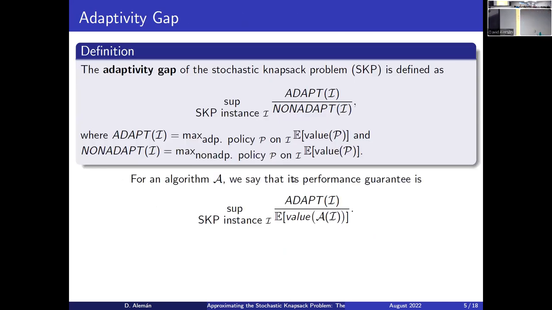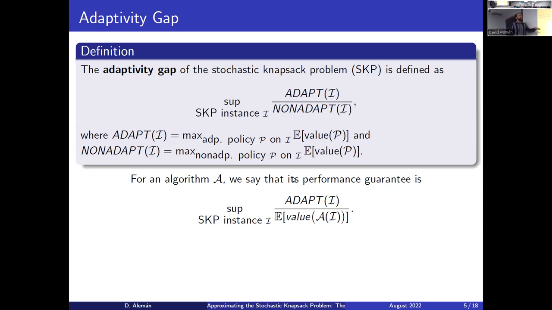Now, for an algorithm A for the stochastic knapsack, we say that its performance guarantee is given by this quantity: the supremum over all instances I of the stochastic knapsack of adapt(I) divided by the expected value of the items that algorithm A computes. It makes sense to compare the performance of our algorithm with adapt(I), because given the information and the setup that we have, an adaptive policy is the best that we can do. It is like an arbitrarily large decision tree.